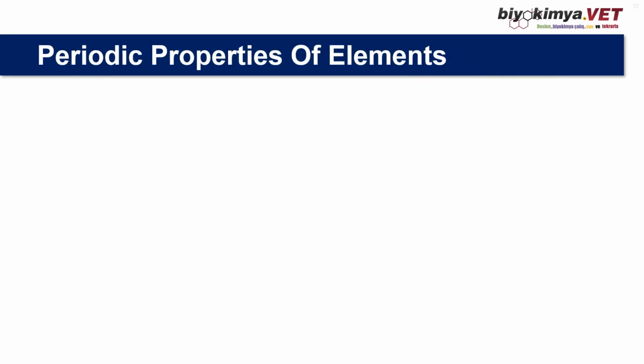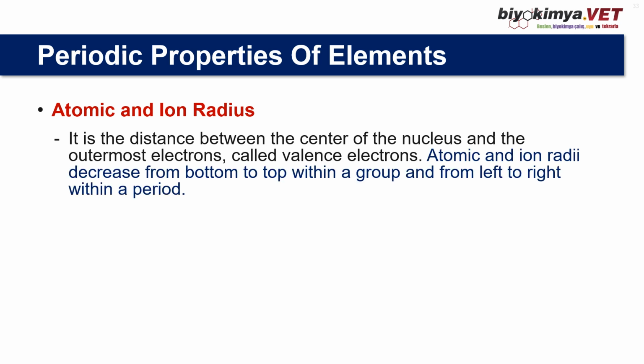There were some features that we should know about the periodic trends or periodic properties of elements, which one is the atomic and ion radius. It is the distance between the center of the nucleus and the outermost electrons called valence electrons. Atomic and ion radii decrease from bottom to top within a group and from left to right within a period. So this is the periodic trend of atomic and ion radii.